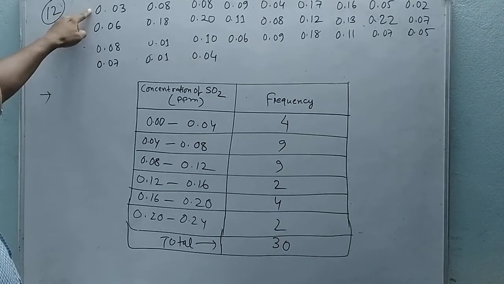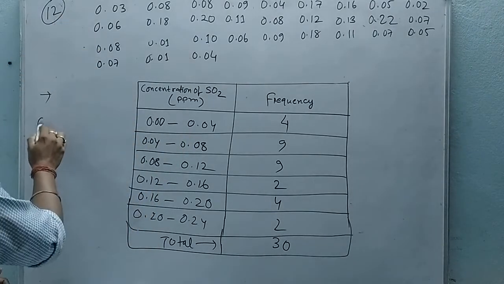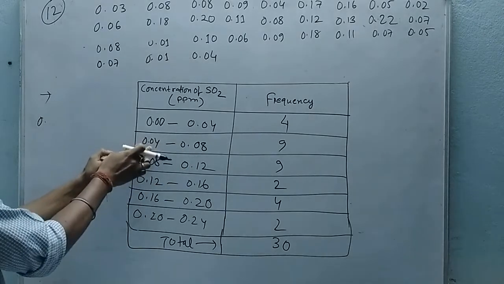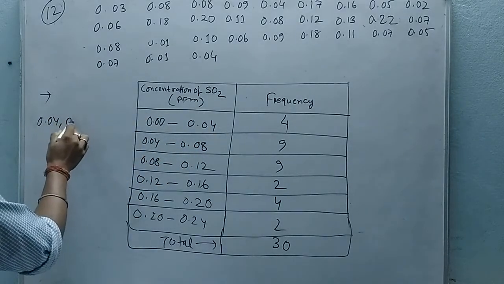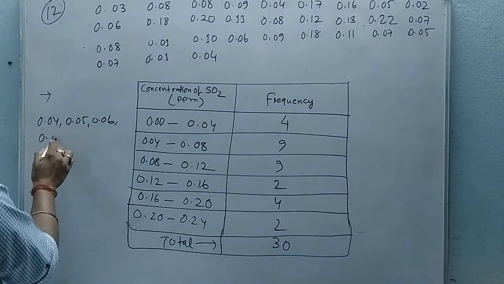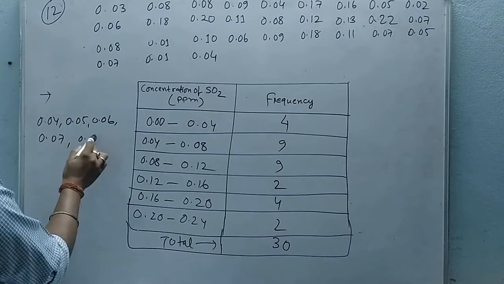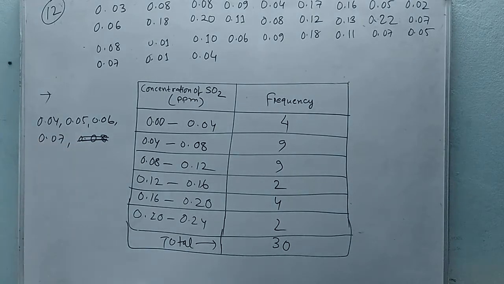0.04. Is there any 0.04? This number is picked up. Okay, this is a range, from 0.04 to 0.08: 0.04, 0.05, 0.06, then 0.07. 0.08 will not be taken. This is the upper limit, and the upper limit will not be taken.